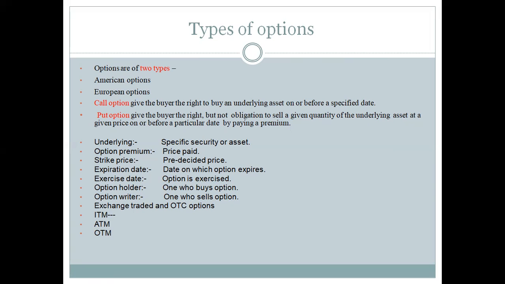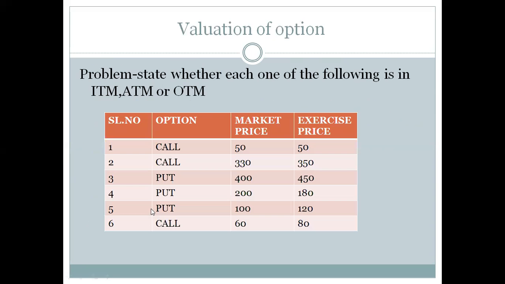Exercise date is the date on which it will be exercised. Option holder is one who holds the buying option. Option writer is one who sells the option. Options are exchange traded and OTC options. ITM, ATM and OTM, these terms we will be able to understand in the next problem.